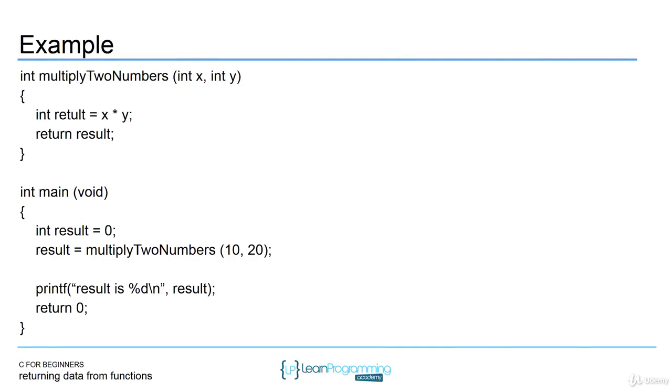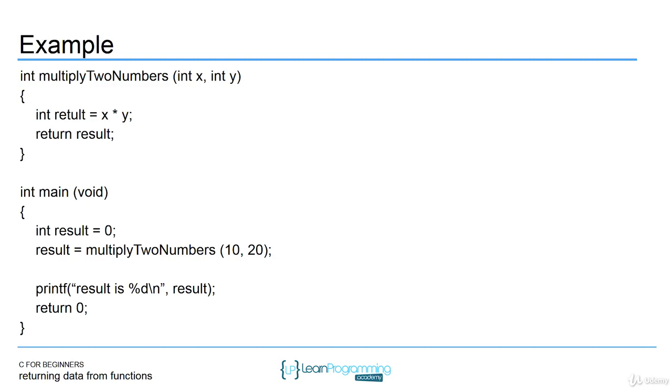Here's an example of invoking a function and also returning data from a function. In this example, multiply two numbers. This was just like the example we had previously, but the previous example didn't return any data. The previous example displayed output. In this example, we're not displaying any output. We're returning the data and then we're displaying the output in the main function.